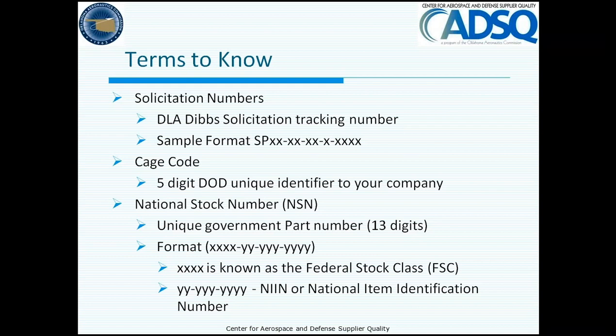In summary, the 3 communication links to DOD are the national stock number, the CAGE code, and the solicitation number. One additional item: after you receive a win or an award, the solicitation number will usually turn into a purchase request.